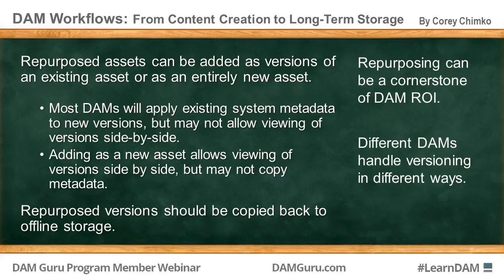Usually, repurposed assets can either be additive versions of an existing asset or an entirely new asset, and there are pros and cons to both of those. So usually what happens in our workflow is we repurpose an asset, we go to upload it to the DAM, and if it has the same file name as the original asset, the DAM will say, wait a minute, you already have an asset with this file name in your system. What do you want to do? And at that point, you have the option of renaming that asset, which would basically turn it into a totally new asset, or you can create it as a version of the existing asset. Now, when you create it as a version, usually it will copy the metadata over from the original.